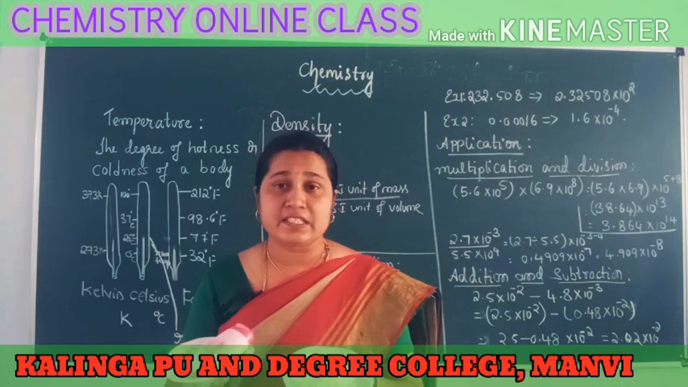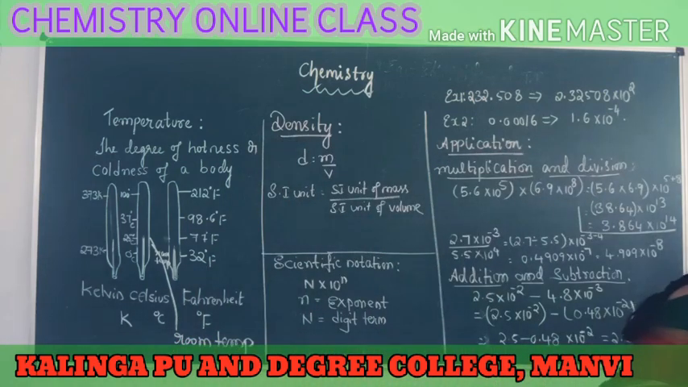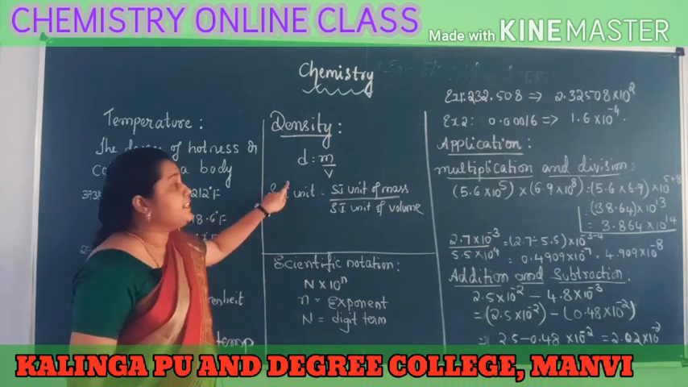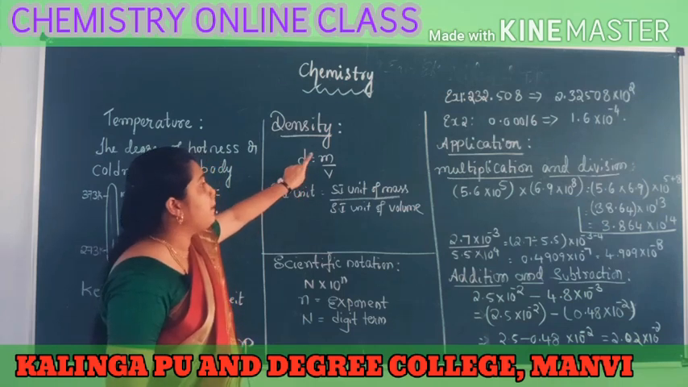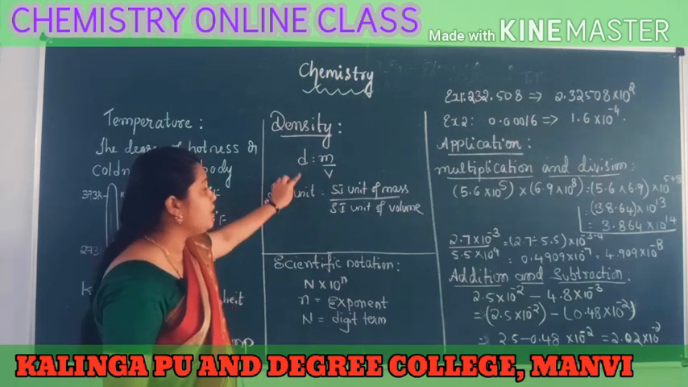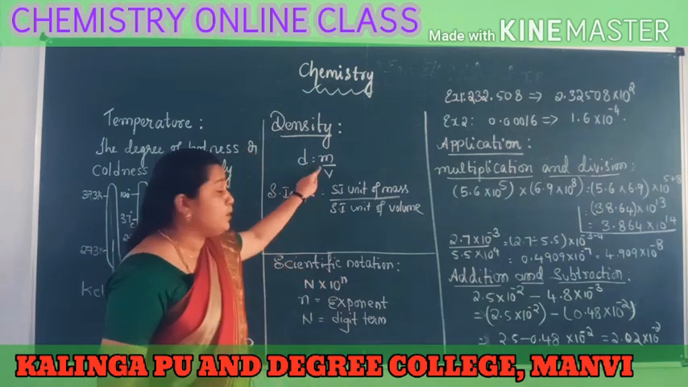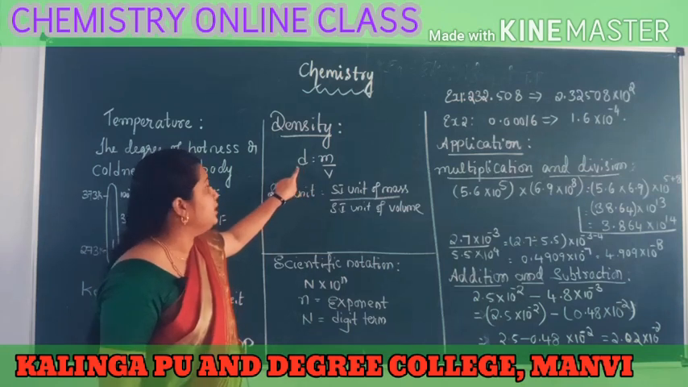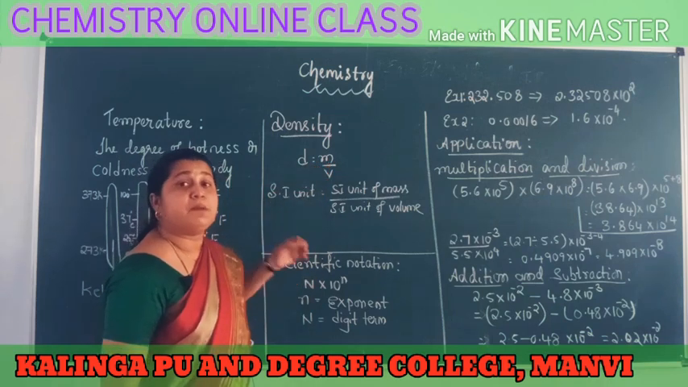Density is denoted by the letter D. Density of a substance is nothing but the mass of that substance present per unit volume of the substance. What is meant by density? Mass present per unit volume of a substance is called density. It is given by the formula D equal to M by V. D stands for density, M stands for mass of the substance, and V stands for volume. So if you divide the mass of the substance by the volume of the substance, then you can measure one more property of matter called density.